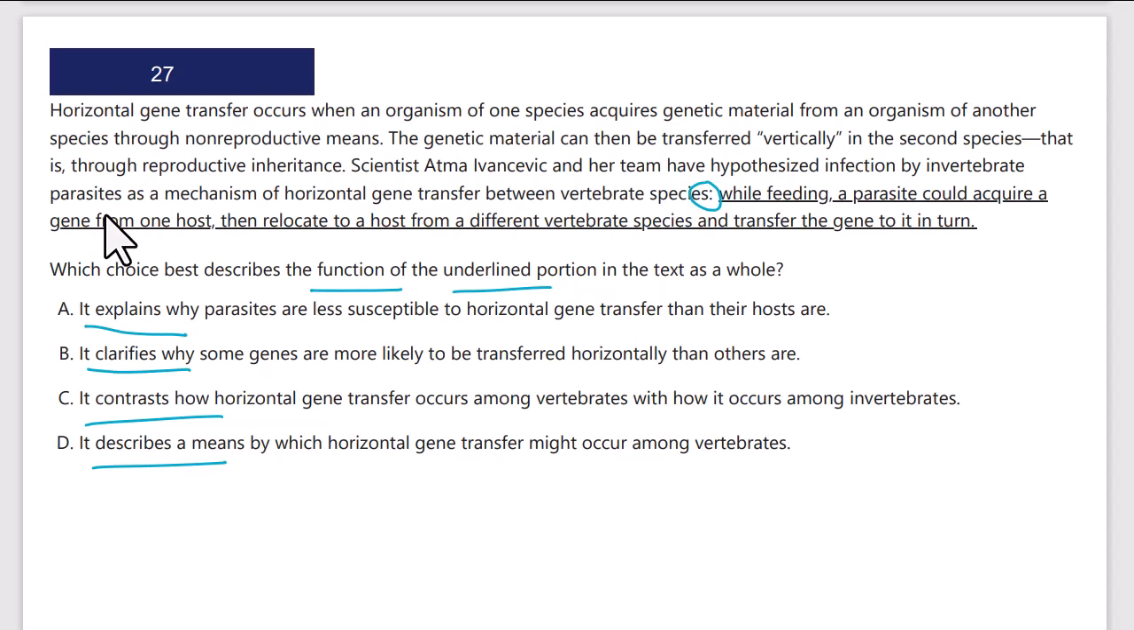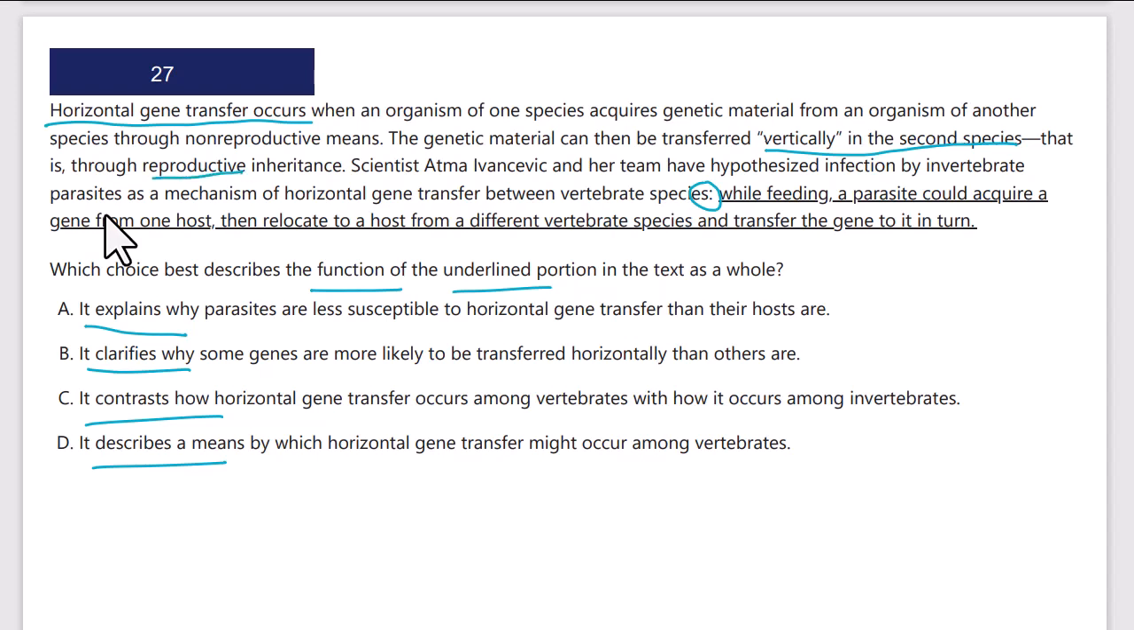Horizontal gene transfer occurs when an organism of one species acquires genetic material from another organism species through non-reproductive means. Okay, so they get genes from one animal to another without reproduction. Let's keep that as the definition. The genetic material can then be transferred vertically in the second species, so then they can reproduce and continue those genes. That is through reproductive inheritance, of course, okay?